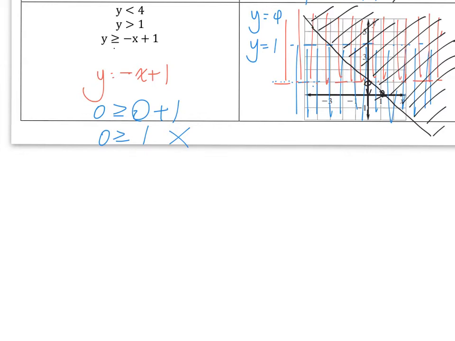Okay, so our solution would just be the intersection of all 3 graphs. Maybe I'll use a better color here, orange maybe. Here. This part is the solution.